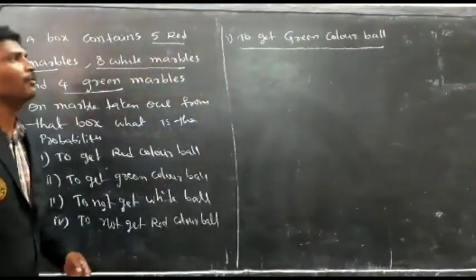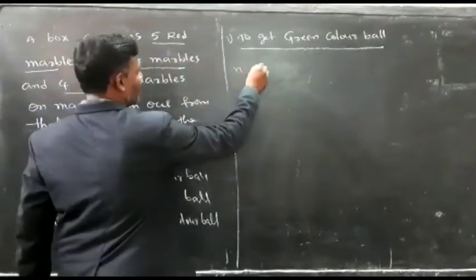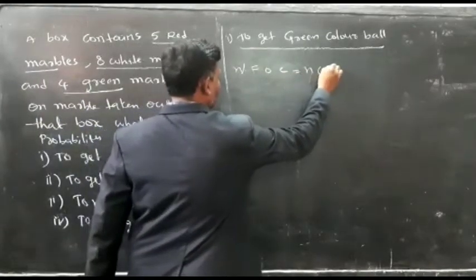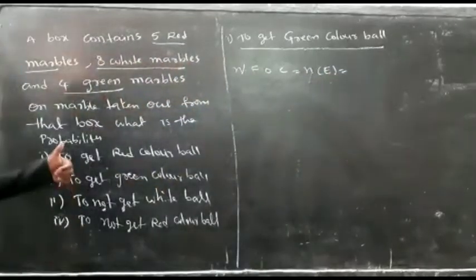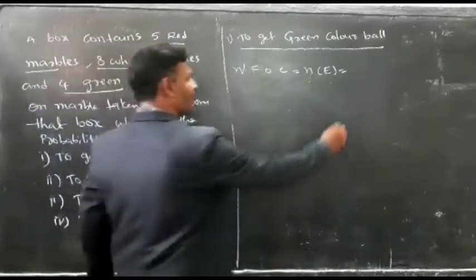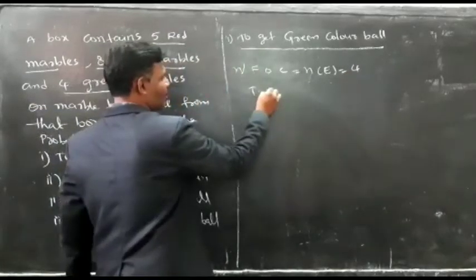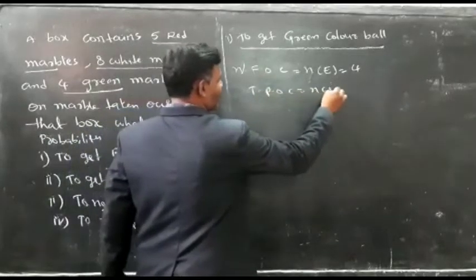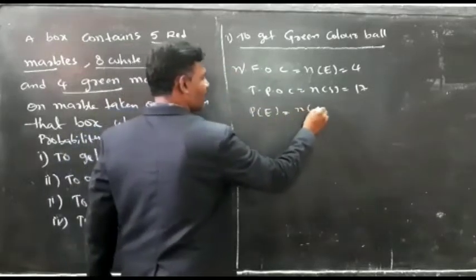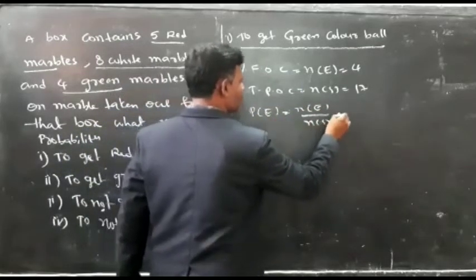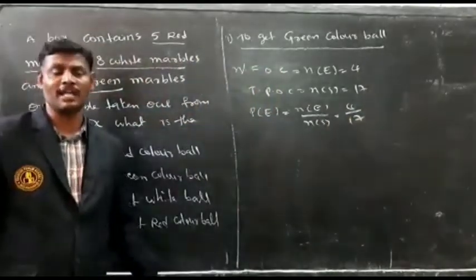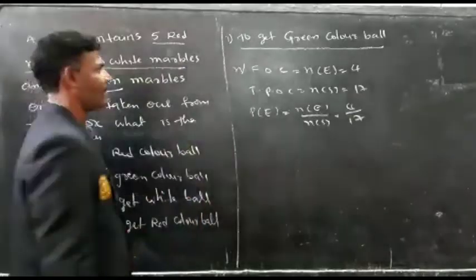To get a green color ball. Number of favorable outcomes N of E is equal to, in that bag, how many green color balls are there? 4 green color balls are there. So N of E is equal to 4. Then total possible outcomes, N of S, is equal to 17. Then P of E is equal to N of E by N of S is equal to 4 by 17. There are 4 chances to take a green color ball from the bag.